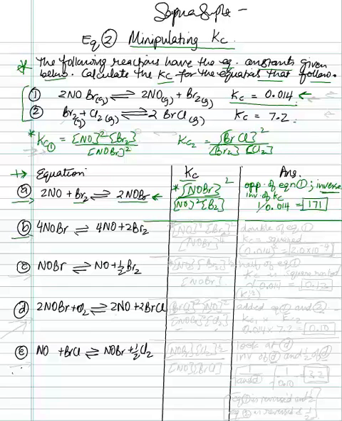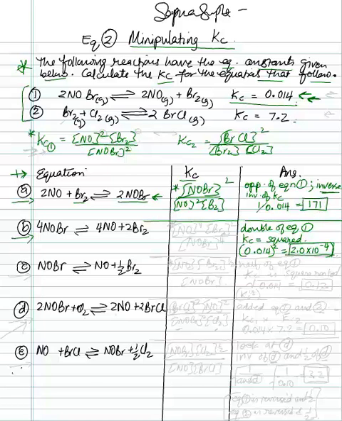The second equation that we have here is 4NOBr plus 4NO and 2Br2. If we look at this equation back again, all we can see is that it is double of equation 1. And if it is double of everything, then Kc will be squared. So if Kc is squared, then you take 0.014 and you square that, and you get 2.0 times 10 to the negative 4. Okay, and so that is going to be our answer.